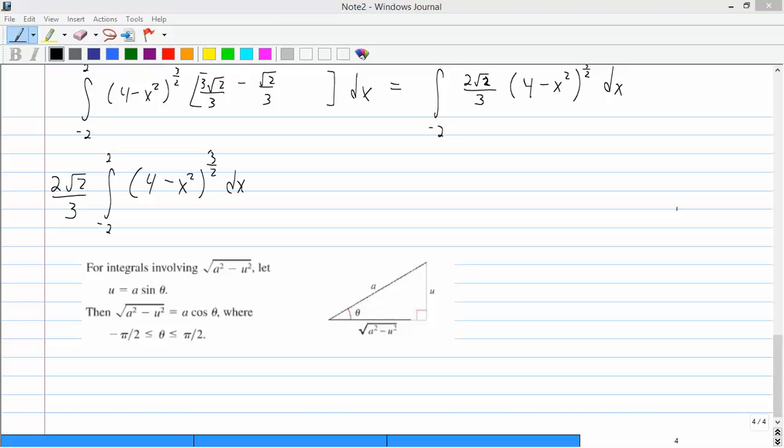This integral looks very interesting because, all right, so we would have x equals, what's a in this problem? 2. So 2 sine theta. So if I plug it in right here, also dx equals 2 cosine theta d theta. That's where we get our d theta from. So this would be 2 square root of 2 over 3 times the integral, and we're changing over to theta from negative pi over 2 to pi over 2.